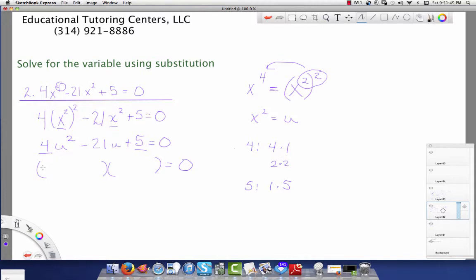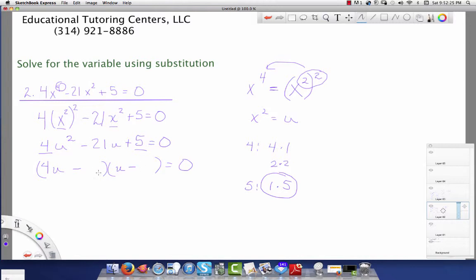So the first one I'm going to use is a 4, and of course this is u squared, so there's a u. And the other one is a u. And I have a plus sign here, so whenever I have a plus sign on my third term, I'm going to use this sign in both parentheses. Okay? So my factors for 5 are just 5 and 1. And it's negative. Both of my signs are negative.